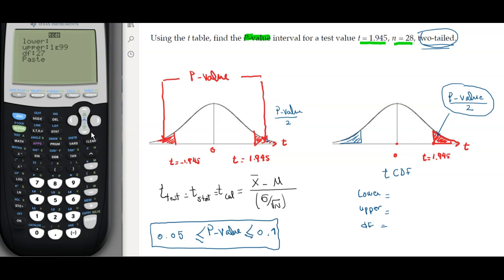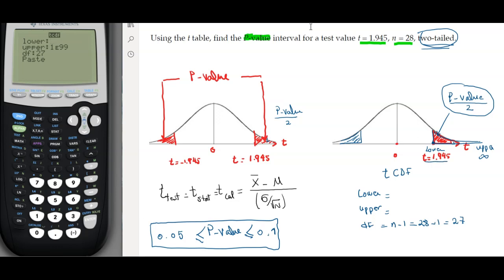So the lower value is going to be where the interval is going to start, right? So I am looking for this area, how big is it? So this is going to be the lower end. Now for the upper end, obviously this tail would never end. All right. So the upper end is going to be plus infinity. And degree of freedom, of course, is going to be n minus 1. So it's going to be 28 minus 1. That's 27. All right. So let's put the values in.